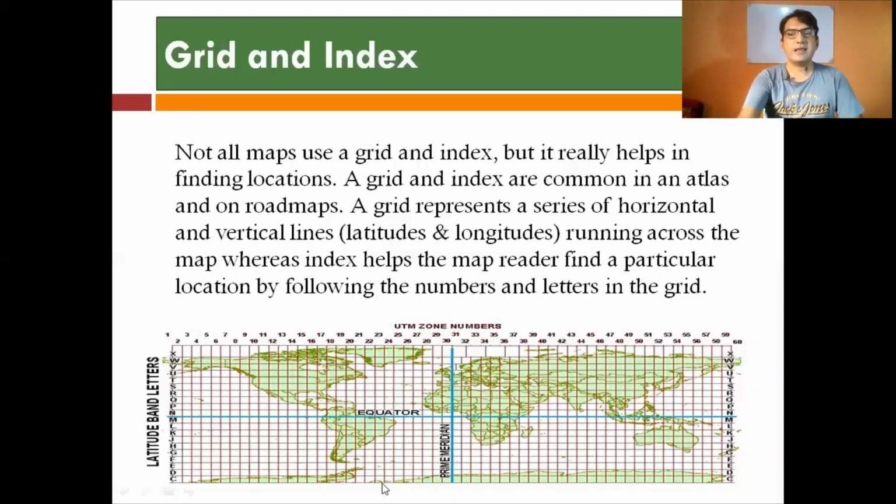A grid represents a series of horizontal and vertical lines running across the map, whereas an index helps the map reader find a particular location by following the numbers and letters in the grid. These lines contain numbers or letters, depending on the map, and are for the purpose of finding locations.